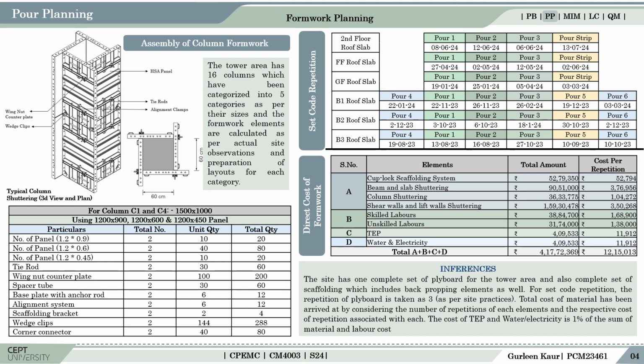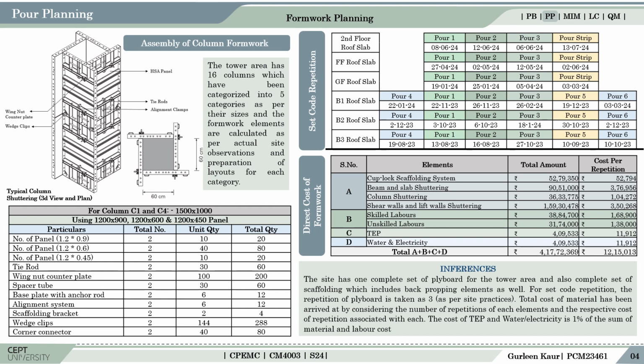The number of components have been arrived at by calculating each one's number going per panel and by multiplying quantity per column with the number of columns. The quantity per category has been calculated. For instance, given below in the table is one category having two columns C1 and C4. It has use of three sized panels, that is 1200 by 900, 1200 by 600 and 1200 by 450 mm panels.